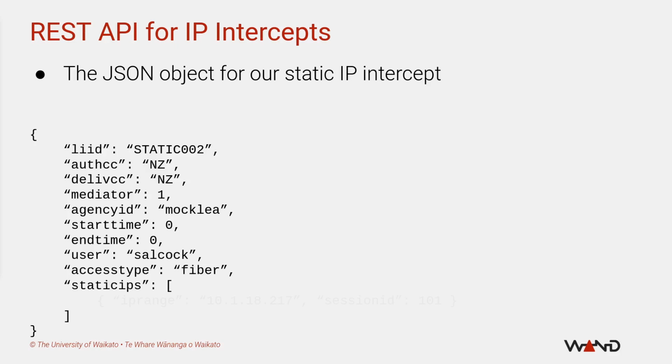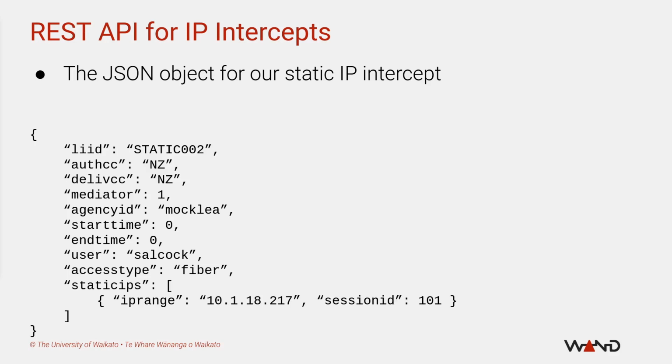The last property that we need to include are the static IP addresses that have been assigned to the target. There could be multiple addresses, so OpenLI requires that this property be expressed as a JSON list. Each item in the static IP list contains two properties. The first property is the IP range, where you can specify either a single address or a subnet, and there'll be more on this in a moment. In our case, our target only has the one IPv4 address, 10.1.18.217, so that is what we include in our JSON object here.